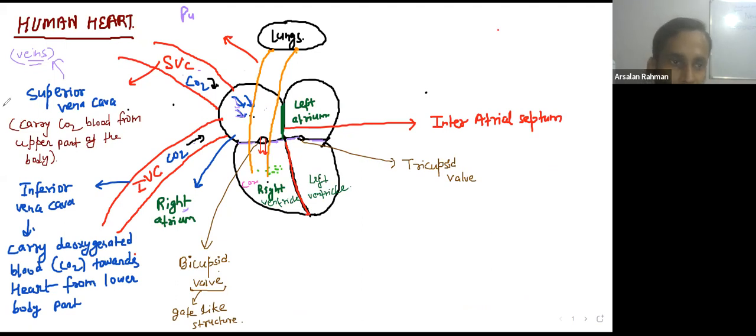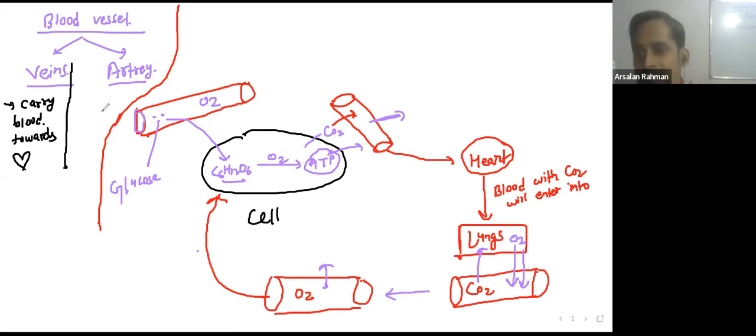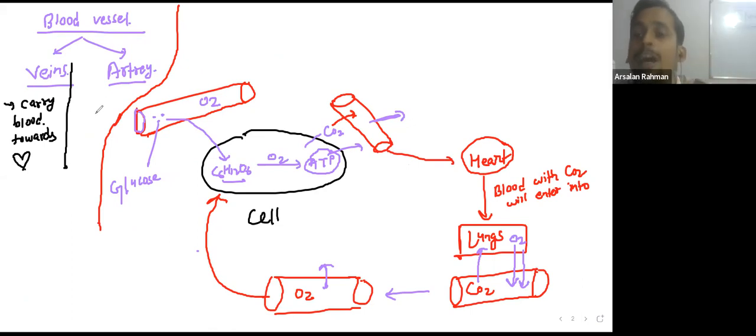So I can say veins carry blood towards the heart. Okay, tell me one thing. I have already told you the function of blood, yes or no? In previous classes, I have told you the function of red blood cells, function of white blood cells, blood carries nutrients, glucose molecules. All these are basically functions of blood. So you have to write it down in your notebook.